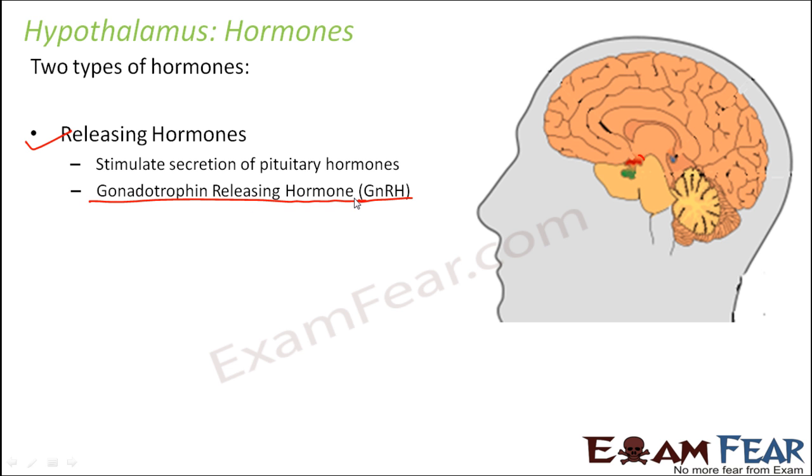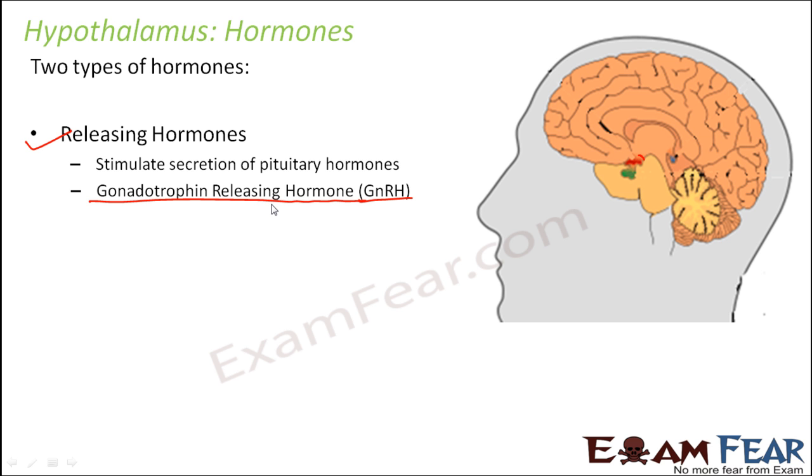Now what does it do? It stimulates the synthesis and release of hormones called gonadotropins. Gonadotropins are the hormones which are released from the pituitary. So gonadotropin releasing hormone is released from the hypothalamus, and it encourages the pituitary to release the gonadotropin hormone. Similarly, there are many releasing hormones secreted by the hypothalamus, and each of them activates the pituitary to release a specific hormone. So it is as simple as that.